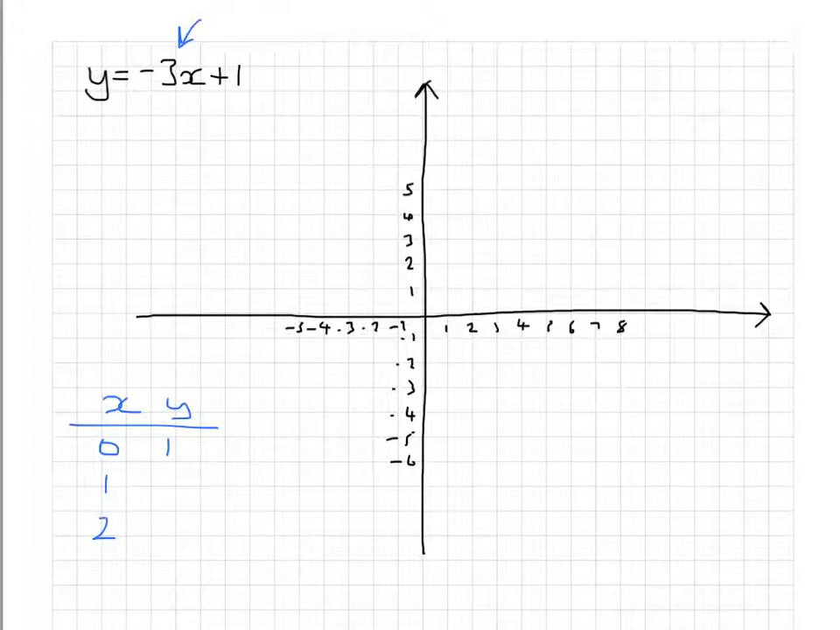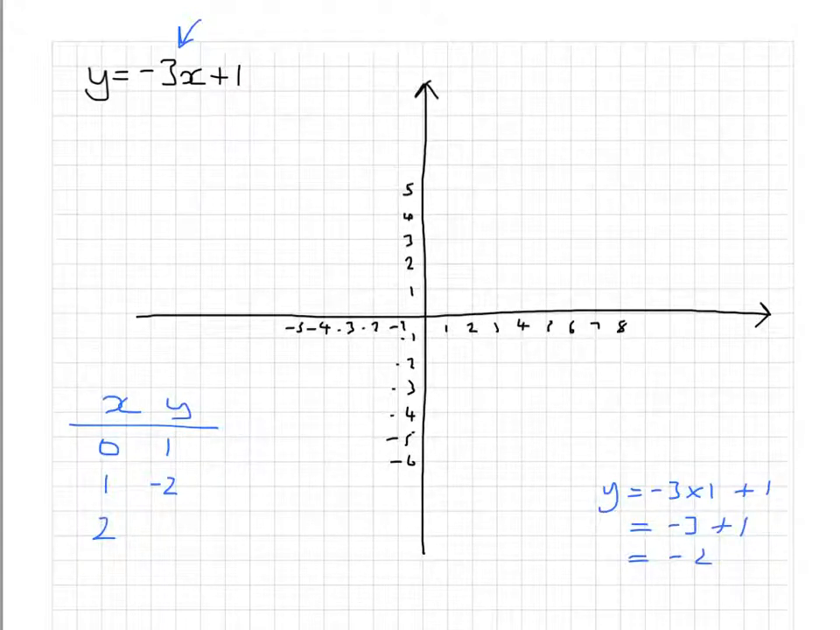When x is 1, minus 3 times 1 is minus 3, and minus 3 plus 1 is minus 2. So if you think about that, y equals minus 3 times 1 plus 1, which is minus 3 plus 1, which is minus 2. And finally, when x is 2, minus 3 times 2 is minus 6, but if we add 1 to minus 6, we get minus 5. So those are my coordinates. Let's plot them and see if we get a straight line. So we've got 0, 1, 1 minus 2, and 2 minus 5.